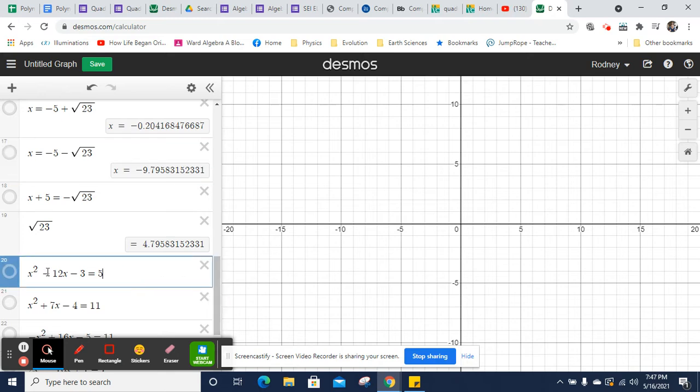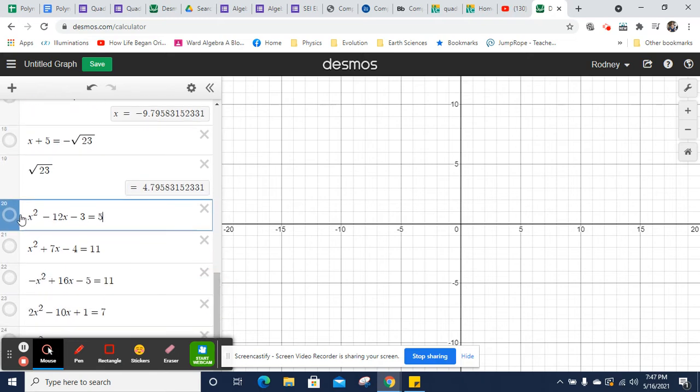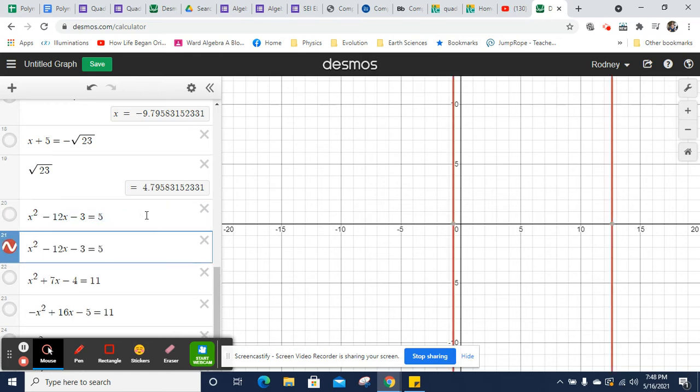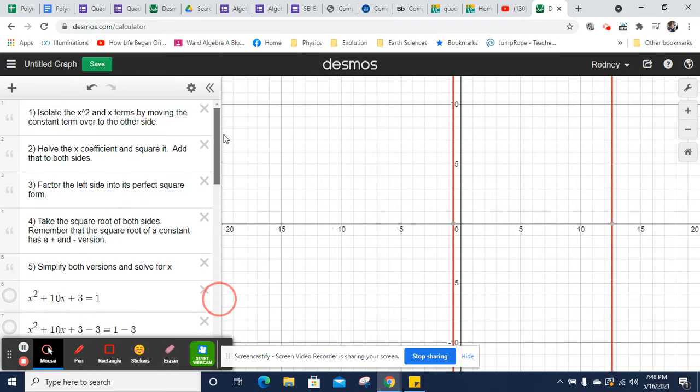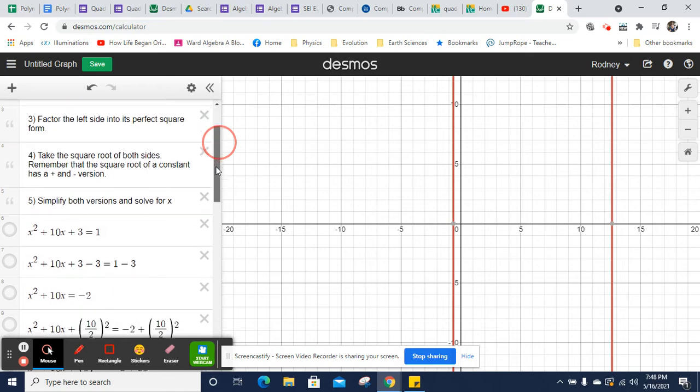All right, I'm going to encourage you to pause the video and see if you can try these next two. I'm going to try this next one here. x squared minus 12x minus 3 equals 5. I'm going to assume you paused the video and that you did the first step. If you remind yourself of the very first step, isolate the x squared and x terms by moving the constant term over to the other side.